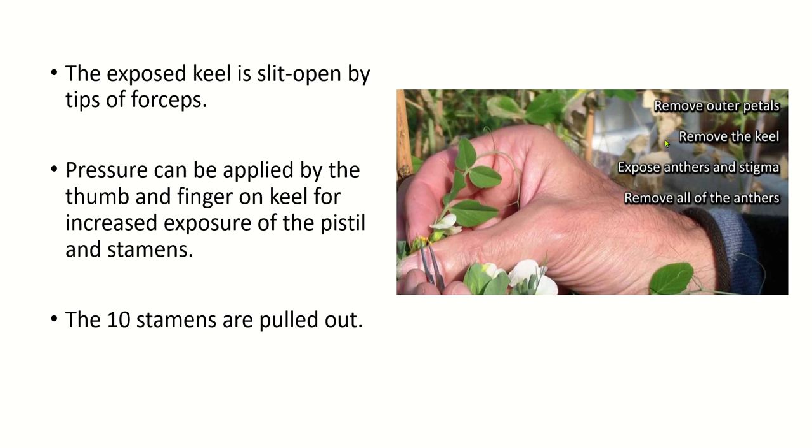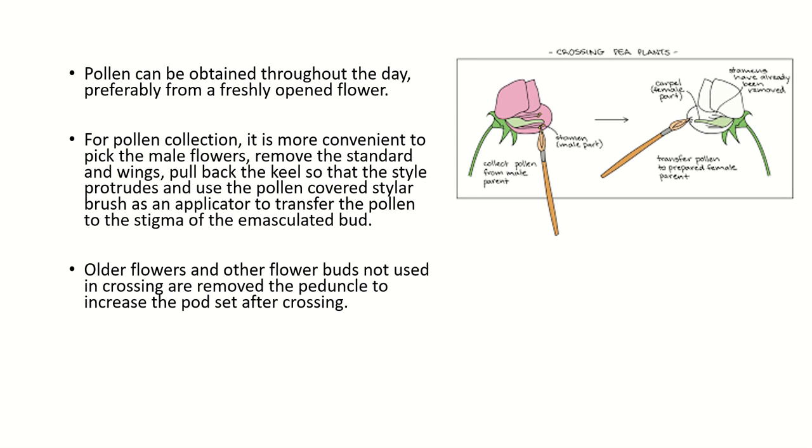So these are the basic steps here. Remove the outer petal, remove the keel petal, expose anther and stigma, remove all the anthers. Okay, these are the basic steps of emasculation. And the next thing you have to do, you all know, is the pollination process. Okay, pollen can be obtained throughout the day.